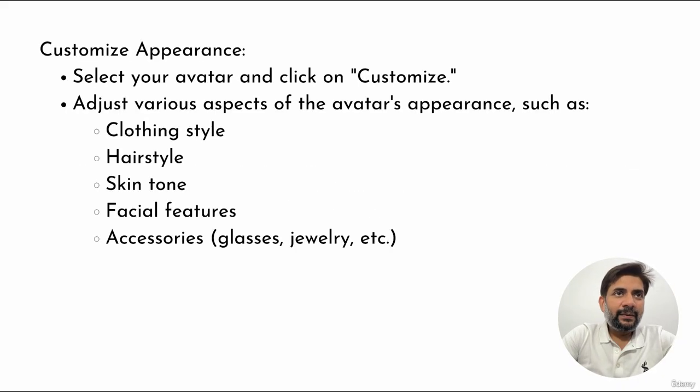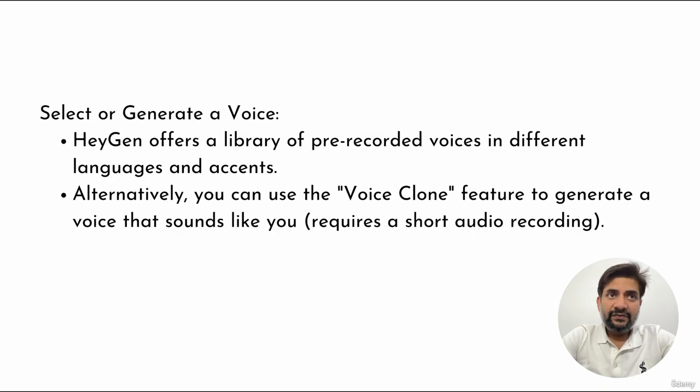We start with customizing the appearance. Select your avatar and click on customize. We can adjust various aspects of the avatar's appearance, such as clothing, hairstyle, skin tone, and facial accessories. Select or generate a video. Heygen offers a library of pre-recorded videos in different languages and accents. Alternatively, you can use the voice clone feature to generate a voice that sounds like you.